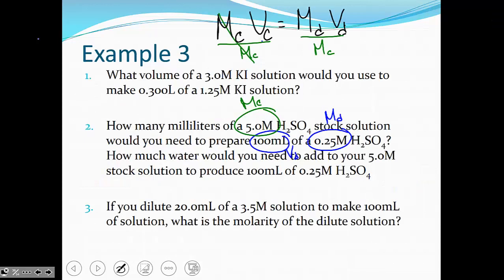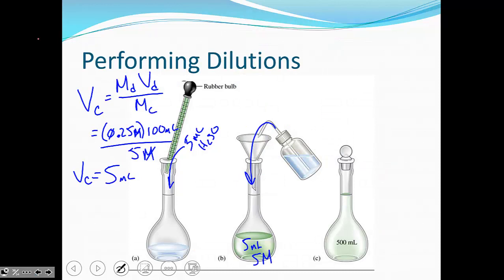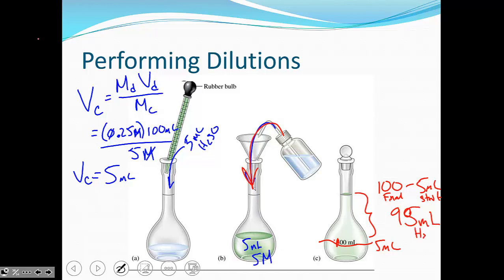The second part of this question says, great, how much water did you add? So it wants to know this step here. If I'm ending up with 100 milliliters and I've already got 5 in there, how much water did I add? Well, wouldn't it just be 100, the final volume, minus the 5, the starting volume? So I end up adding 95 milliliters of water.